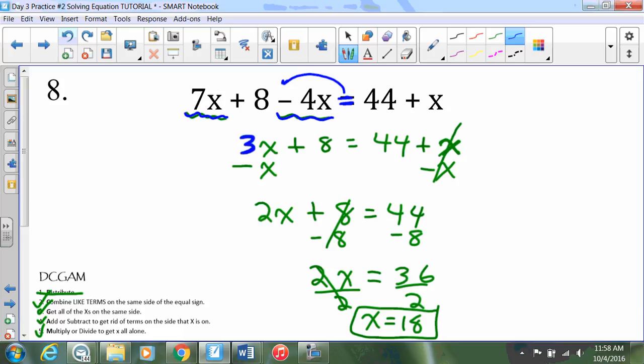So like when we subtracted our 8, we were just getting rid of it, so we had to do the opposite. We wanted to move our x to the other side, so we subtracted it to move it to the other side. But when you're talking about like terms on the same side of the equal sign, you just combine them. There's no doing the opposite. So please remember that.